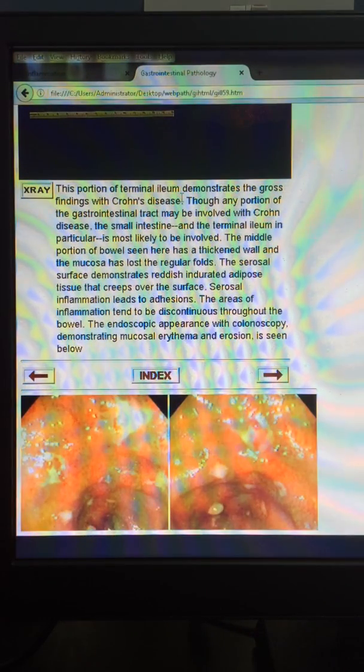As you know, Crohn's disease represents skip lesions, which means areas of involvement alternating with normal colonic mucosa. The endoscopic findings appear as inflammation, erythema, and ulceration of the colonic mucosa, alternating with areas of normal appearing mucosa.